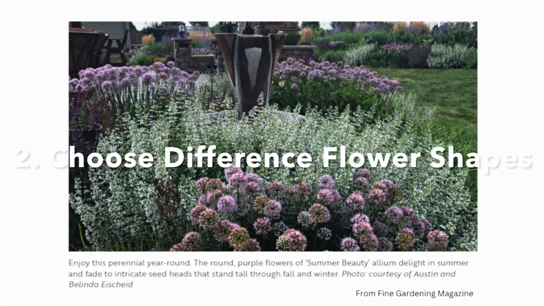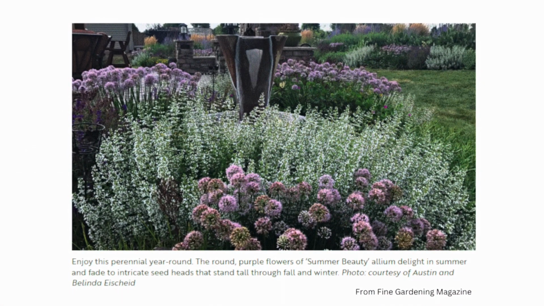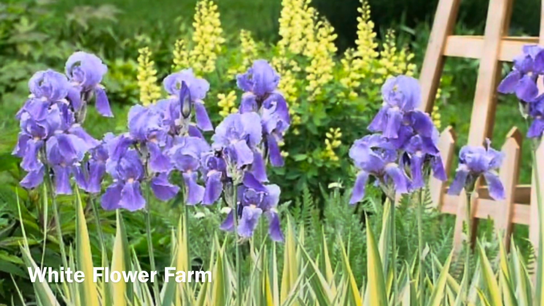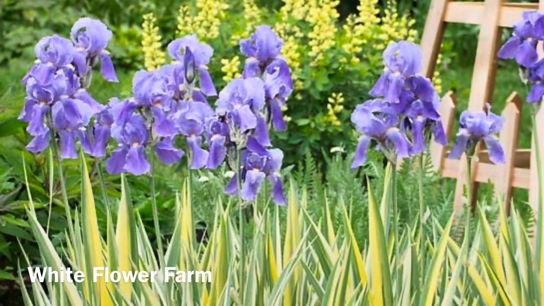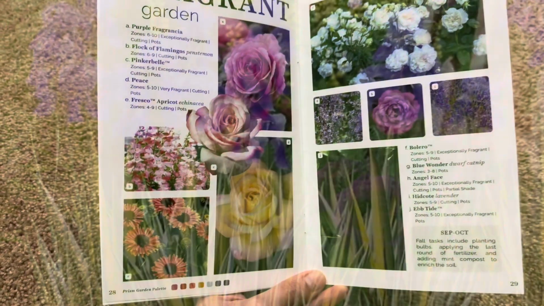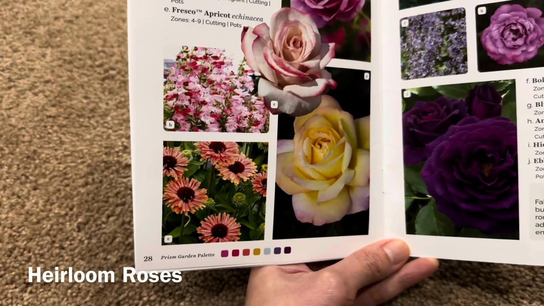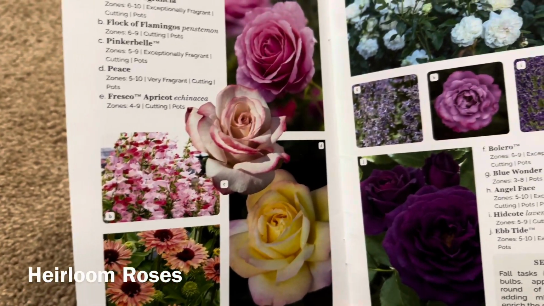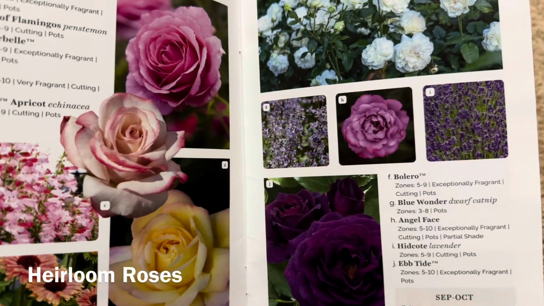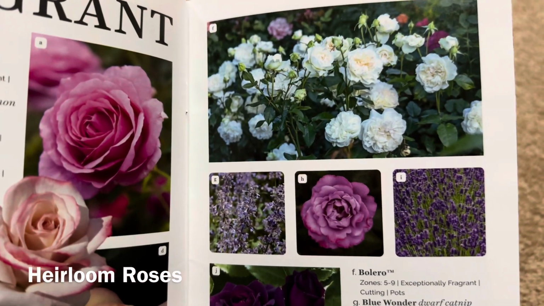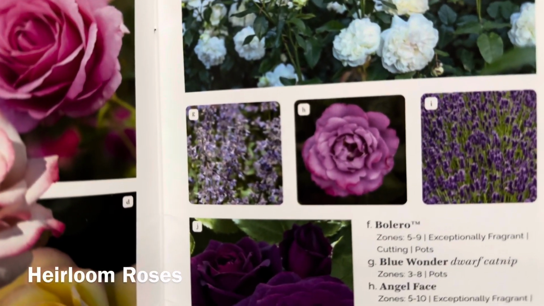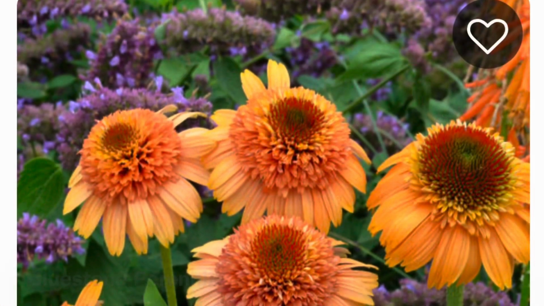Two, choose different flower shapes. Think of your garden as a flower bouquet. You want to have focal flowers, which are the largest flowers, and most of the time they're round like a peony or dahlia, next to filler flowers, which are usually branching stems or sprays of multiple small blooms, or spike flowers or dainty flowers.